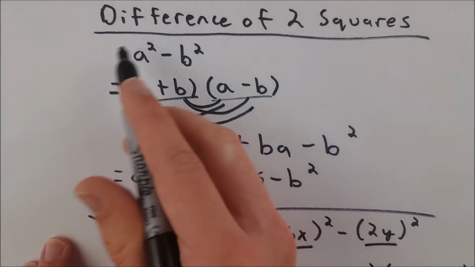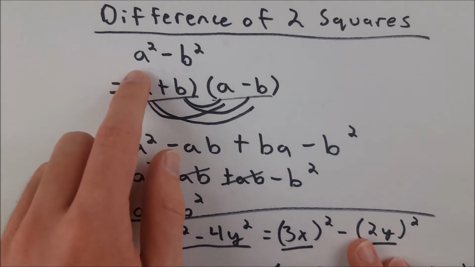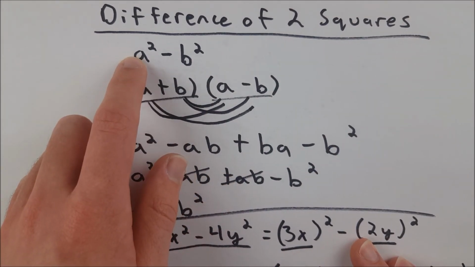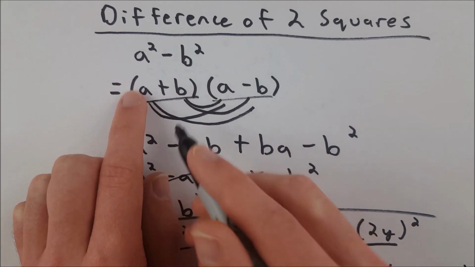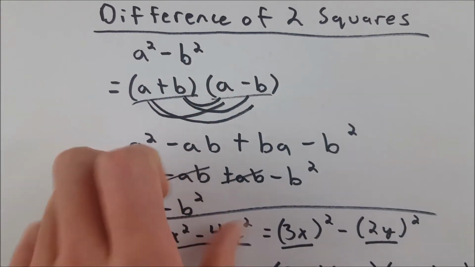So that is how you factor the difference of two squares. If you have a squared minus b squared, the difference of two squared quantities, you can factor that as a plus b multiplied by a minus b.